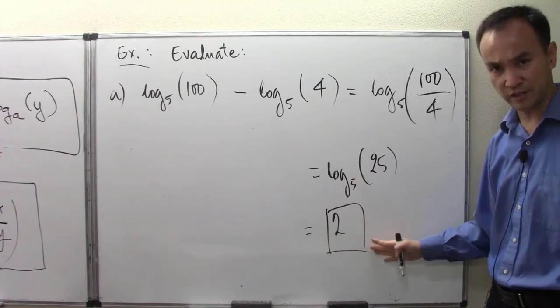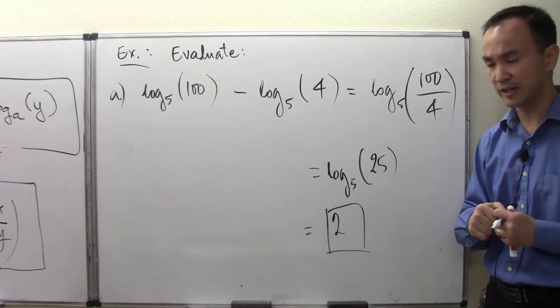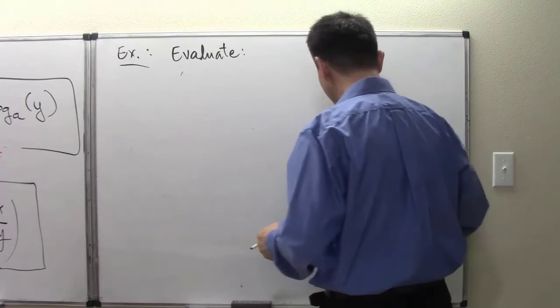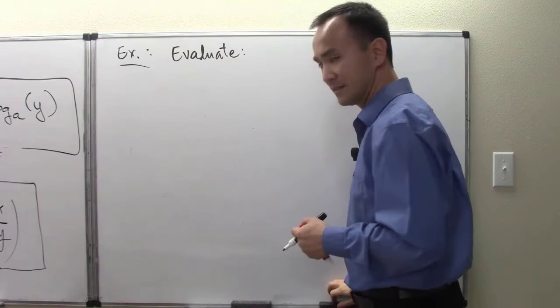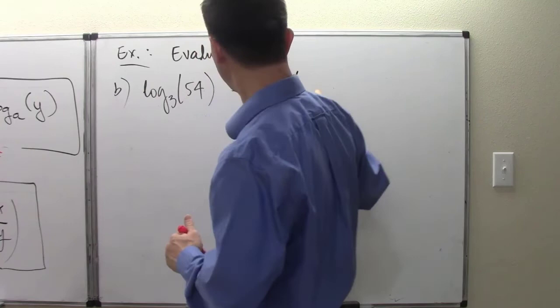One little nice formula that's so convenient for us. It completely bypassed pulling out the calculator. As a matter of fact, a calculator is not that useful for a problem like this. Okay, let's continue with the same kind of demonstration. Let's look at part B of that. How about log base 3 of 54 minus log base 3 of 6?